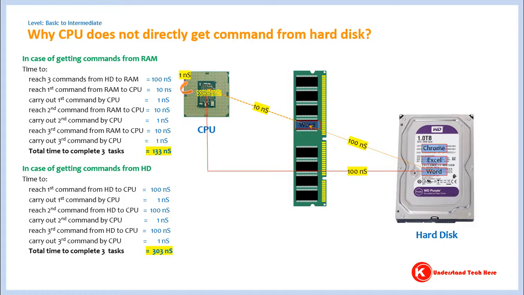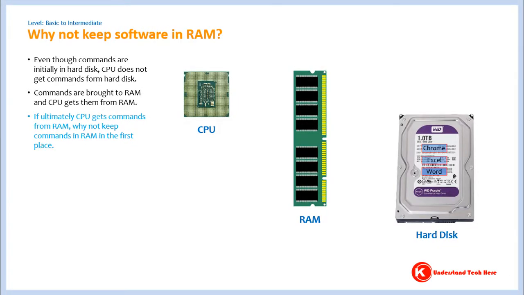As you can see, it takes much longer to carry out commands if the CPU has to directly get commands from hard disks. It is because of this reason commands or software are brought to RAM from hard disks. We just discussed why it is not a good idea to get commands directly from hard disks. Since it is not a good idea, commands go from hard disk to RAM, and the CPU gets commands from RAM.